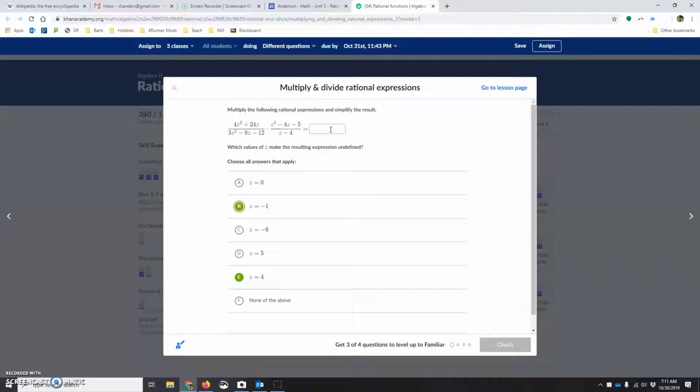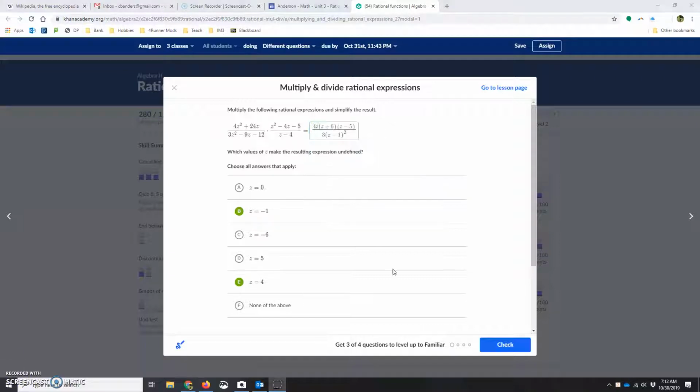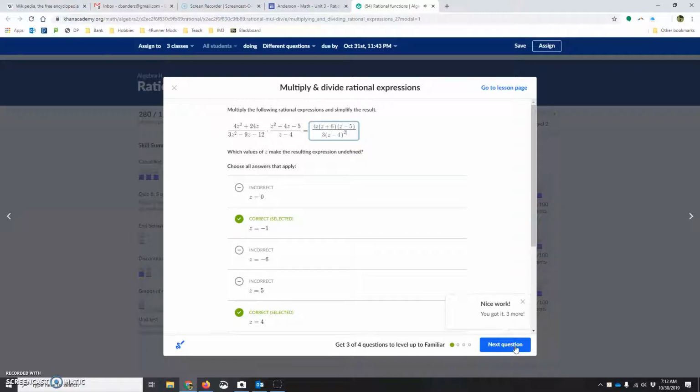Let's see here, so I'm going to divide to get the fraction set up first. Go to the top, so we have 4z parentheses z plus 6, z minus 5. Go to the bottom, 3 parentheses z minus 4 squared. And let's see how this all comes out. My computer's slow, but I typed it all in. See if it pops out right. Okay, so it all popped in, and checking the answer. And there we go. All right, next question.